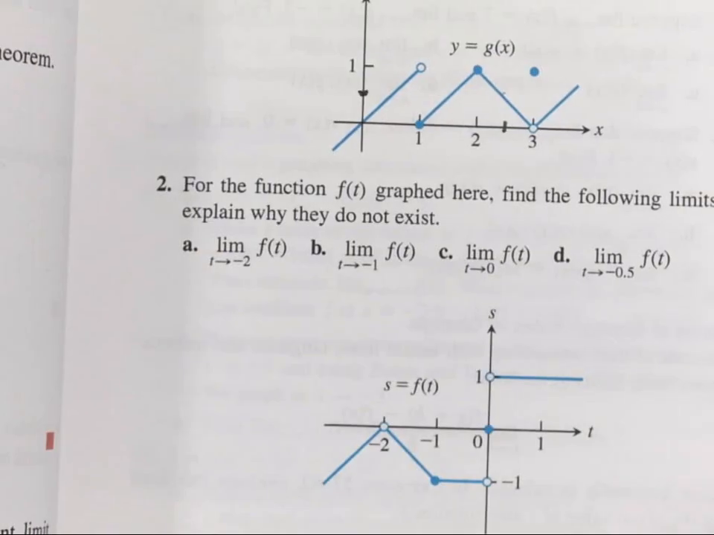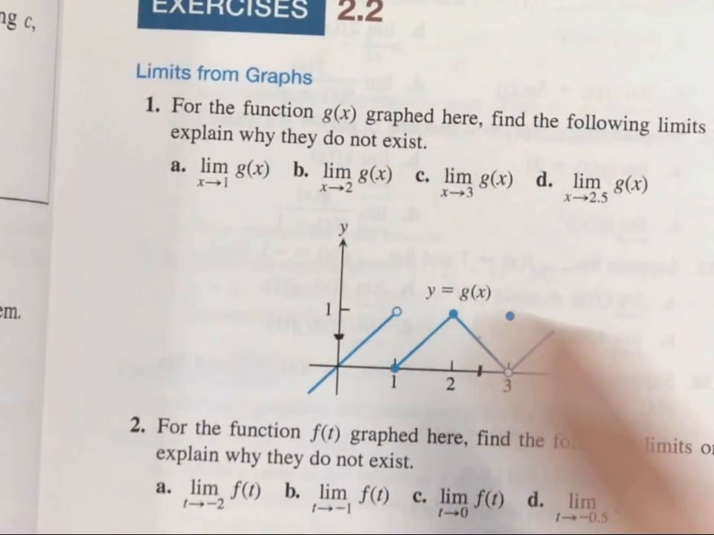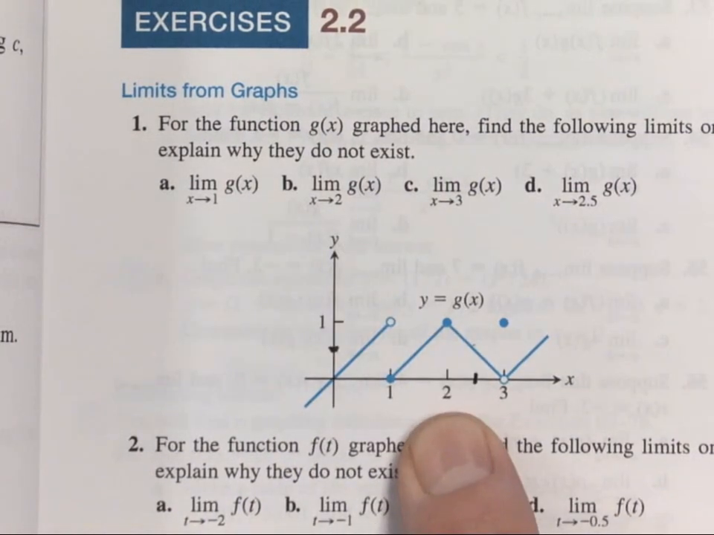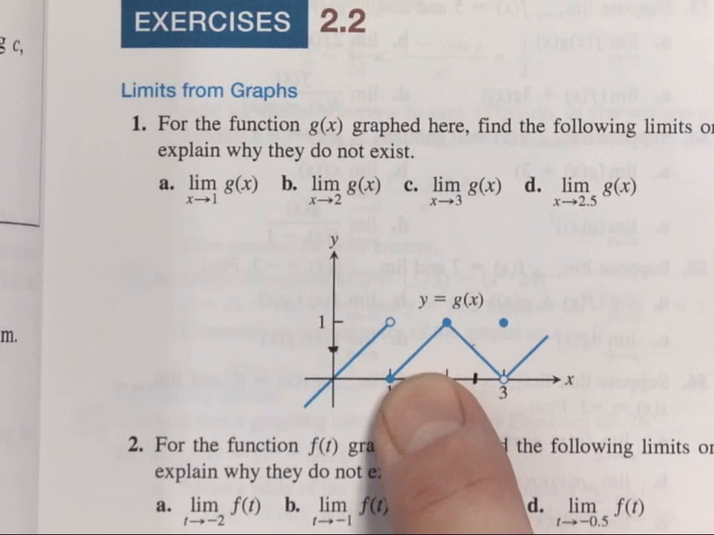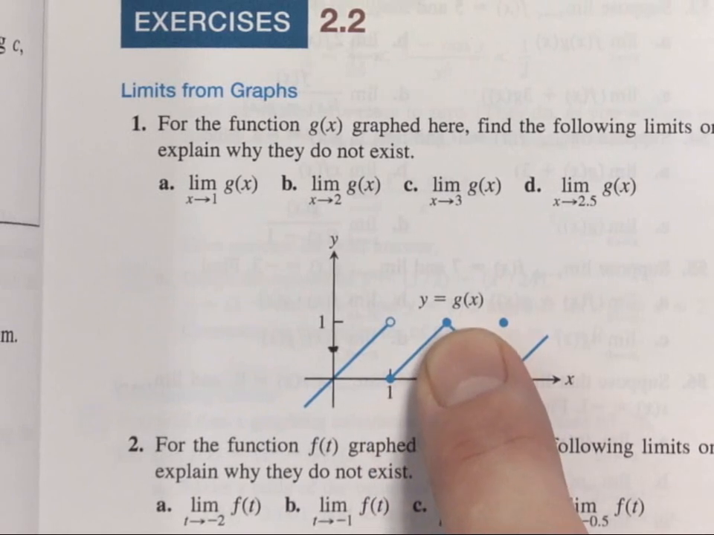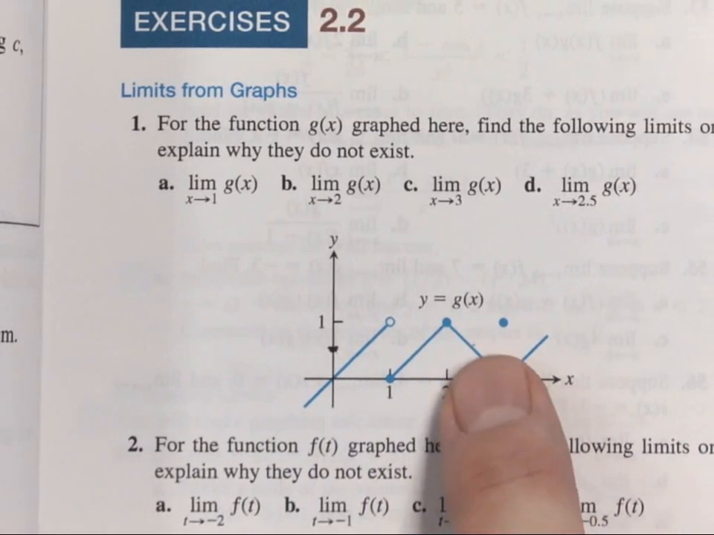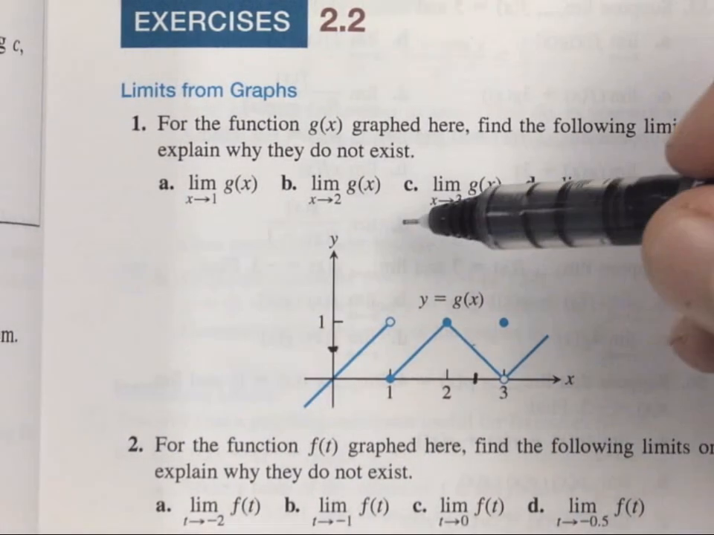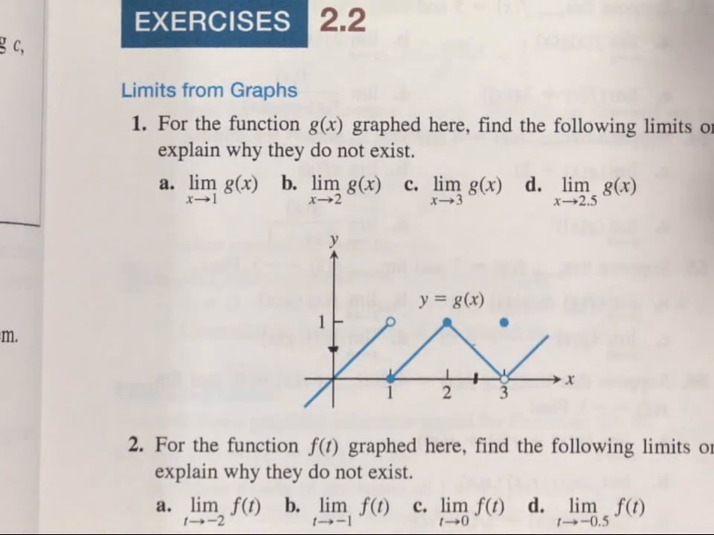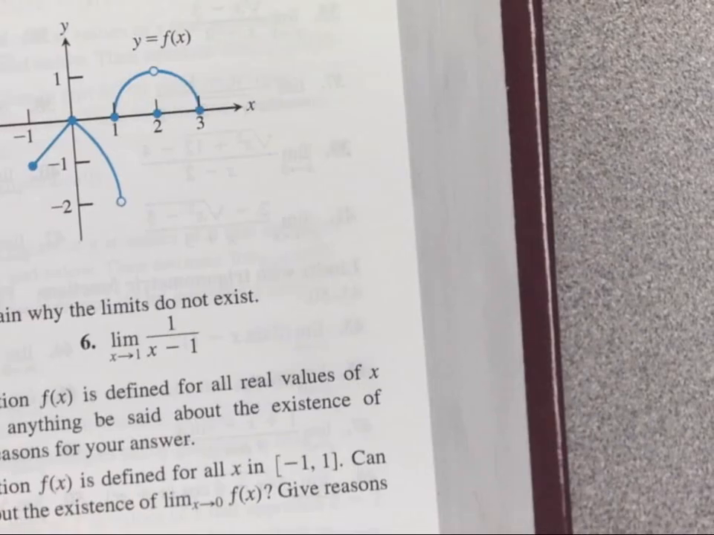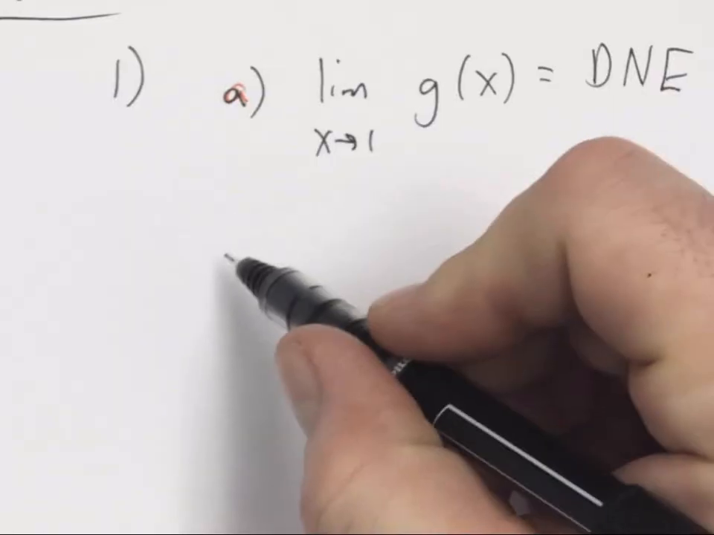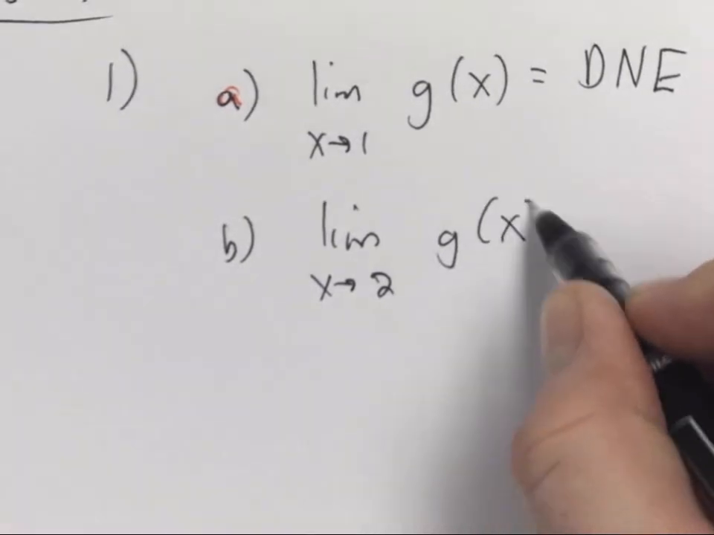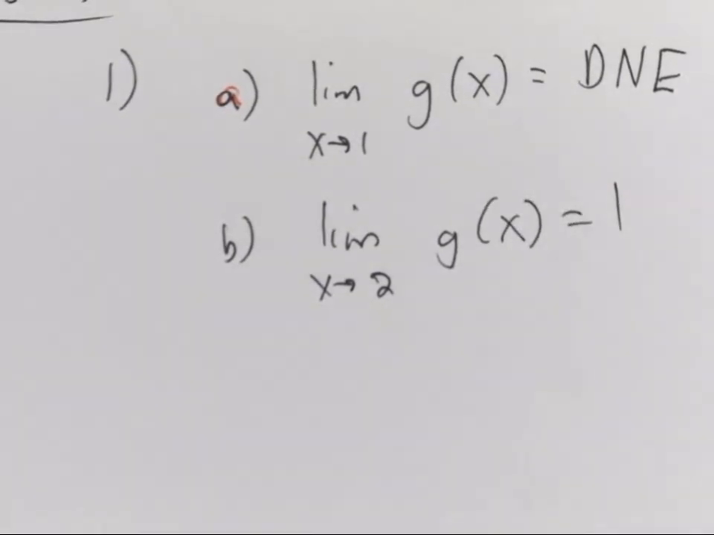Now, for letter B, it says, what about as x approaches 2 of that function? As I approach 2, which is this number right here on the x-axis, as I approach from the left, what's the y value going to? Okay, as I approach from the right, what's the y value going to? 1. Notice that since it's 1 in both directions, the limit is going to be equal to 1. Is that clear? So for part B, the limit as x approaches 2 of g of x is equal to 1 because it's the same number from both sides, right?